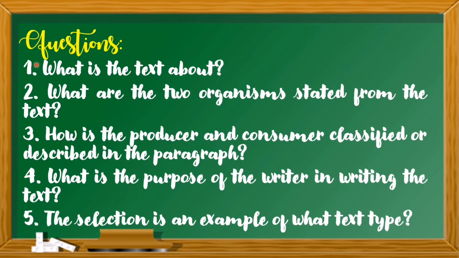And for the questions, we have number 1, what is the text all about? Or what is the text about? Number 2, what are the two organisms stated from the text? Number 3, how are the producer and consumer classified or described in the paragraph? Number 4, what is the purpose of the writer in writing the text? Number 5, the selection is an example of what text type. So you may write your answers in your notebook or in your papers.